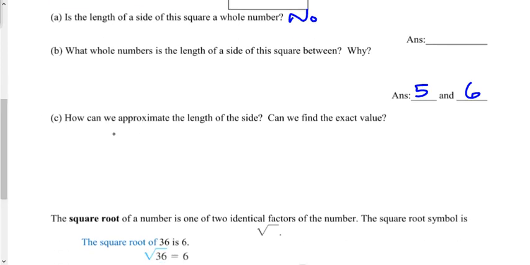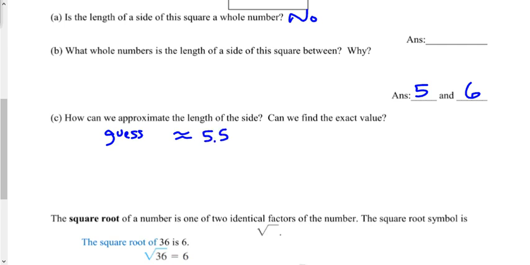How can we approximate the side? We can guess. We know that it's between 5 and 6. So we just started guessing. And it comes out to be about 5.5.